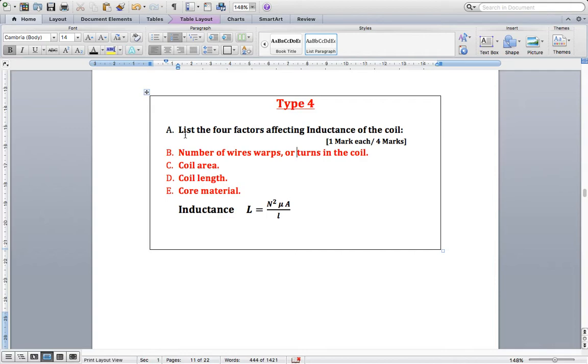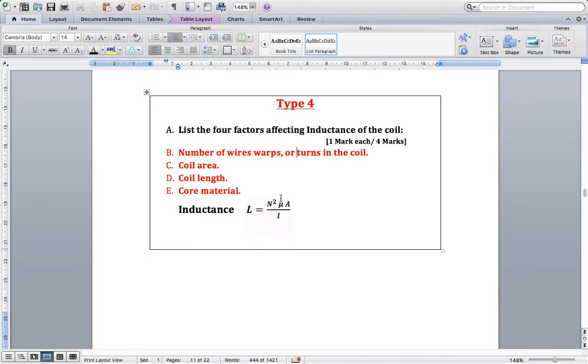This is again similar to the capacitance. List the 4 factors affecting inductance of a coil. You can expect this type of question from either capacitance or inductance, because this is a repeated question. Either the question will be list the factors affecting capacitance or list the factors affecting inductance. For that you have to keep in mind the equation for inductance and capacitance.